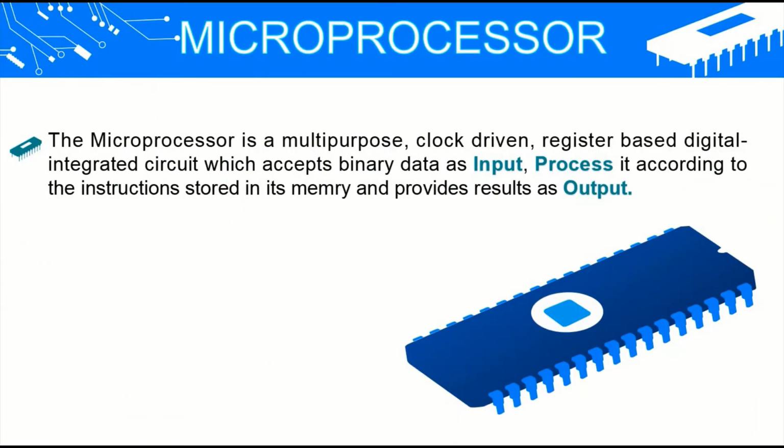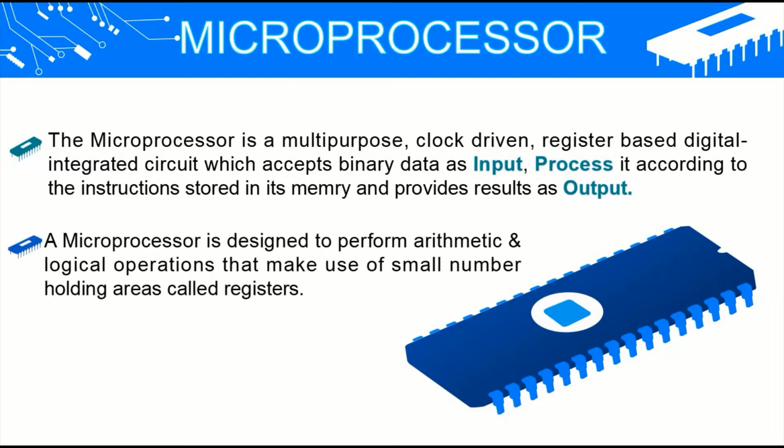Let us define microprocessor. So the microprocessor is a multi-purpose clock-driven register-based digital integrated circuit which accepts binary data as input, processes it according to the instructions stored in its memory, and provides the result as output. So basically, a microprocessor is a computer's CPU on a single chip that contains millions of transistors connected by wires. In other words, we can say a microprocessor is designed to perform arithmetic and logical operations that make use of small number holding areas called registers. The operations of a typical microprocessor include addition, subtraction, comparing two numbers and fetching numbers from one area to another.